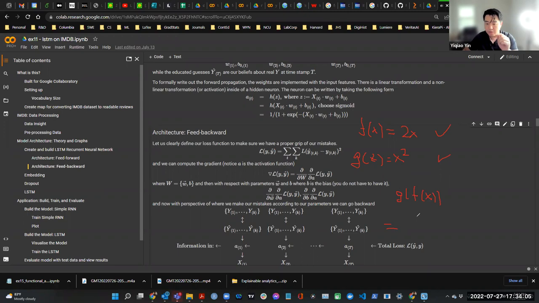Well, we do g first, so that's something squared. Sorry, that should be z, because z is the input of this function g. I throw f in there. But f is 2x, so you throw 2x inside of here. That means you have 2x in parentheses squared, which is 4x squared. So this is going to give you 4x squared. That's how things work.